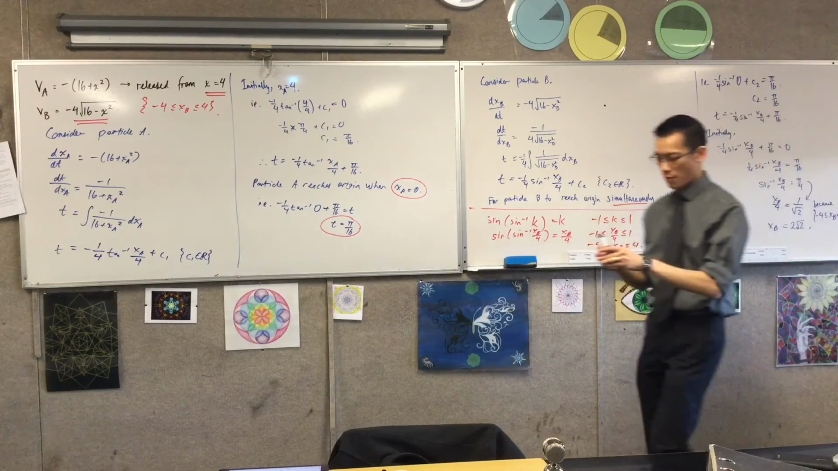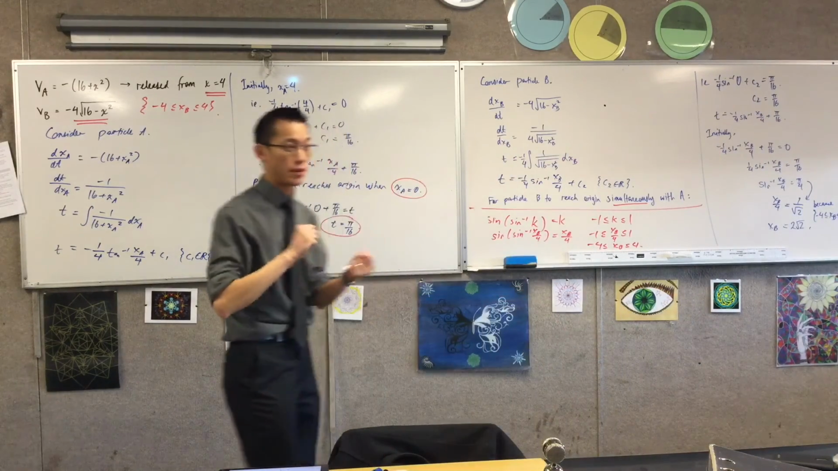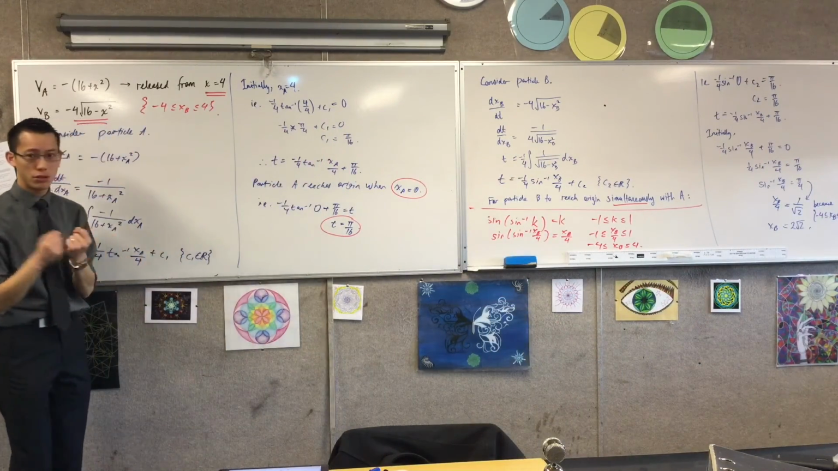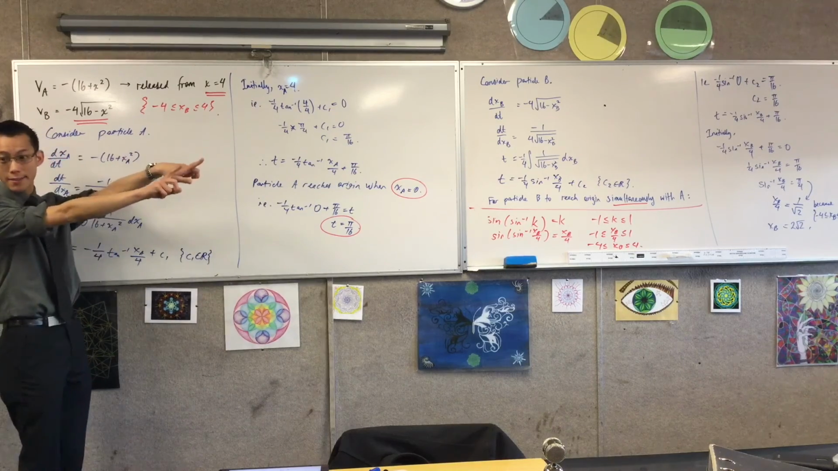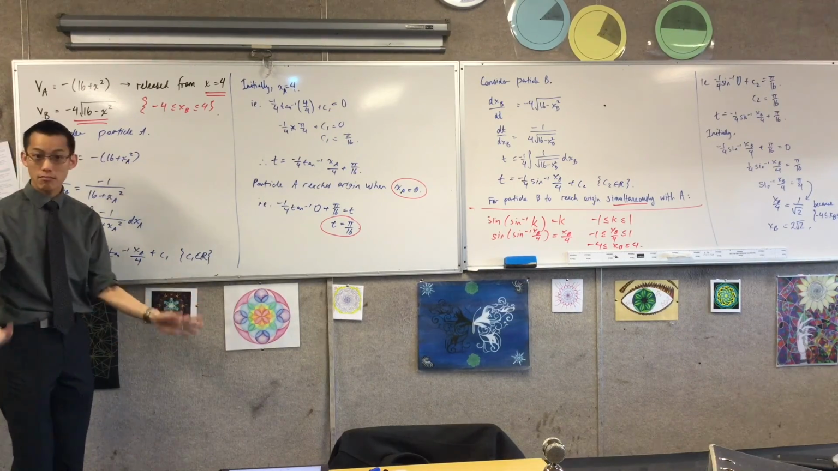And you can tidy that up if you want by saying, therefore, we need to release particle B 2 root 2 units on the positive side of the origin. And that's it. Okay.